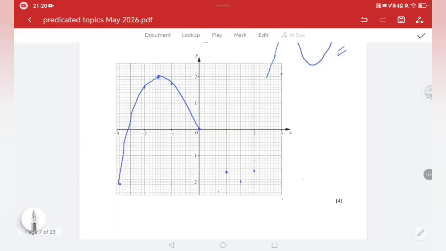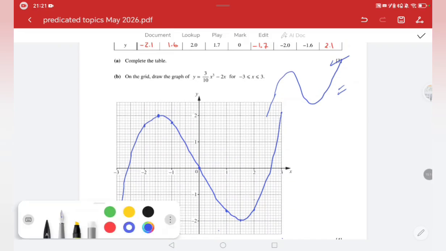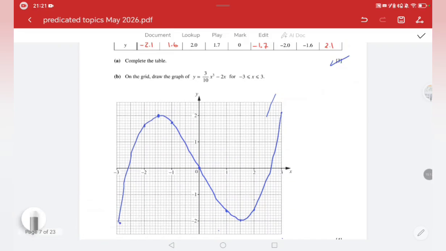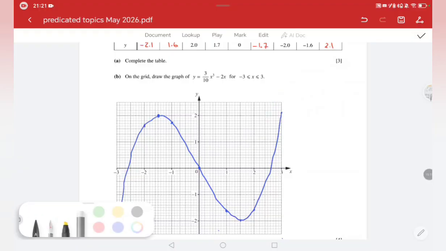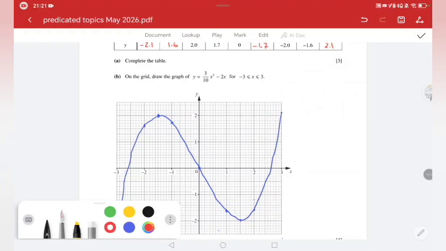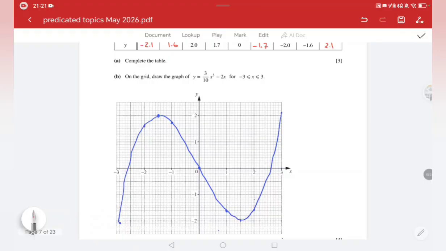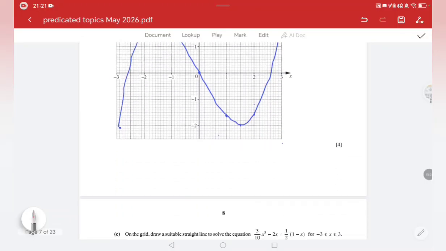Try to make your graph a smooth graph and draw it in one go. Don't make it a straight line. Okay, so this is what we expected from the beginning, that it will be something similar to this one. So it looks correct. Now we are done with the graph.